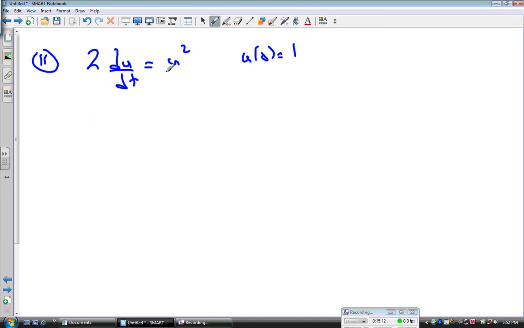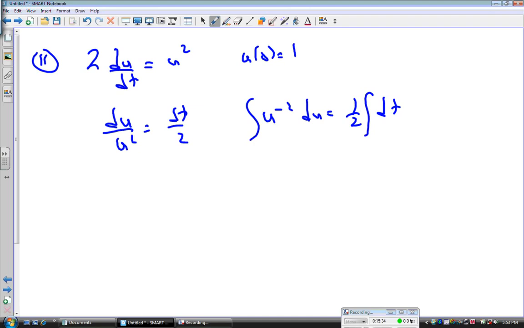All right, so bring the u's down and the t's up. How about that? And how about I move the 2 out of the way here, and I don't like it there. So du over u squared equals dt over 2. Aha. Well, can I write it as u to the negative 2 du equals 1/2 dt? Is that the same thing? Yeah, I think that'll be easy to integrate, because that's a power rule, the opposite of the power rule for differentiation.